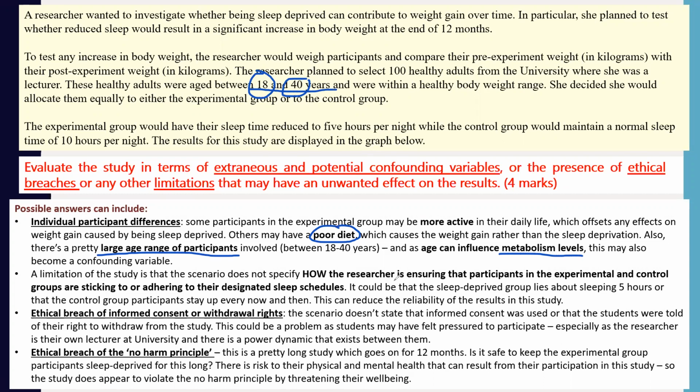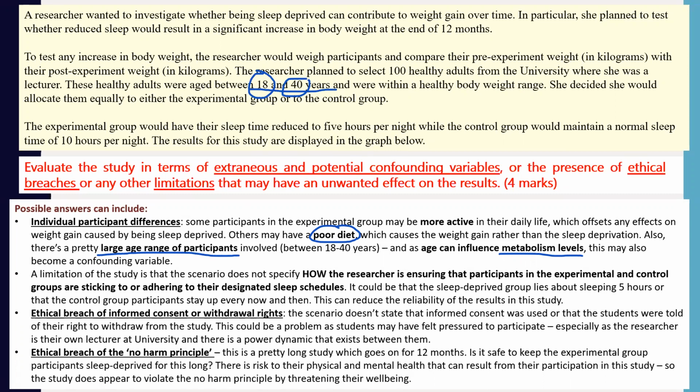A limitation of the study is that it doesn't indicate how the researcher is actually monitoring the participants. Participants might say, oh yeah, I was sleeping for 10 hours every night, or I was sleeping for 5 hours every night. But how do we actually track that? How do we believe them? There are certain things that we could do for that, and we'll talk about that in the next slide when we talk about suggestions for improving the research.